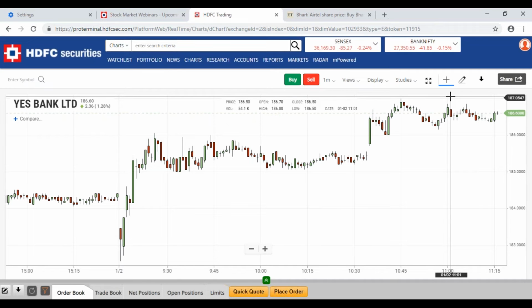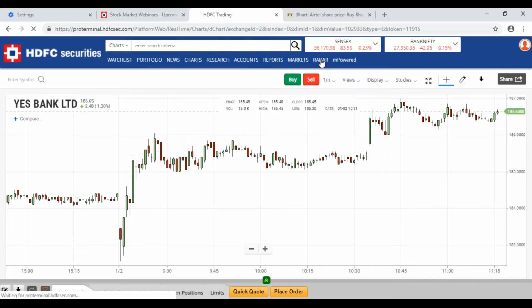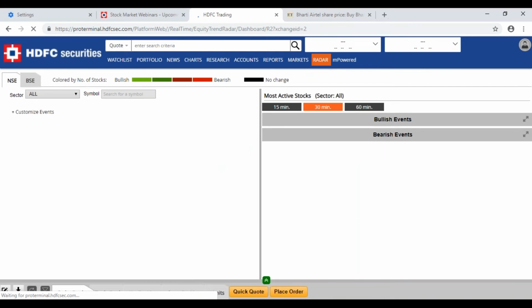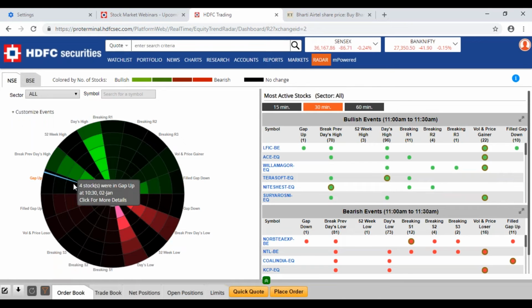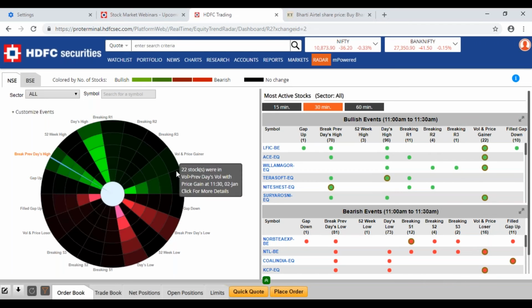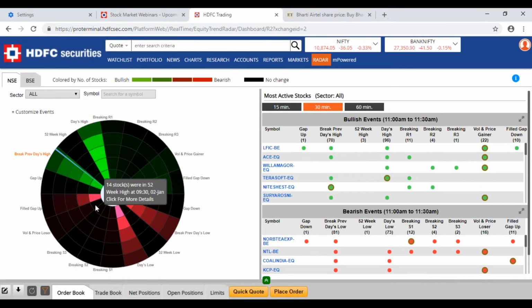Then we have Radar. Radar is again a tool wherein you can analyze the market on a macro level, and under the equity segment, in the cash segment, what has been happening. You can see this is primarily for equity stocks. It takes care of 9 bullish parameters and 9 bearish parameters. And on that basis, you can see these small circles.